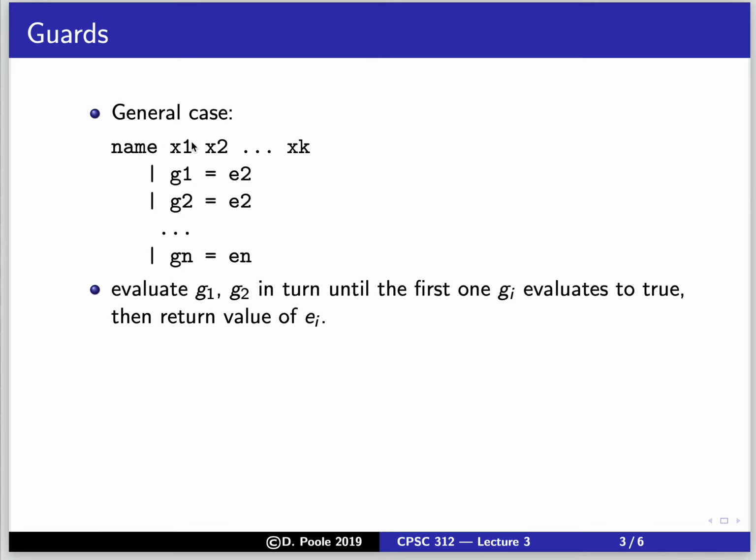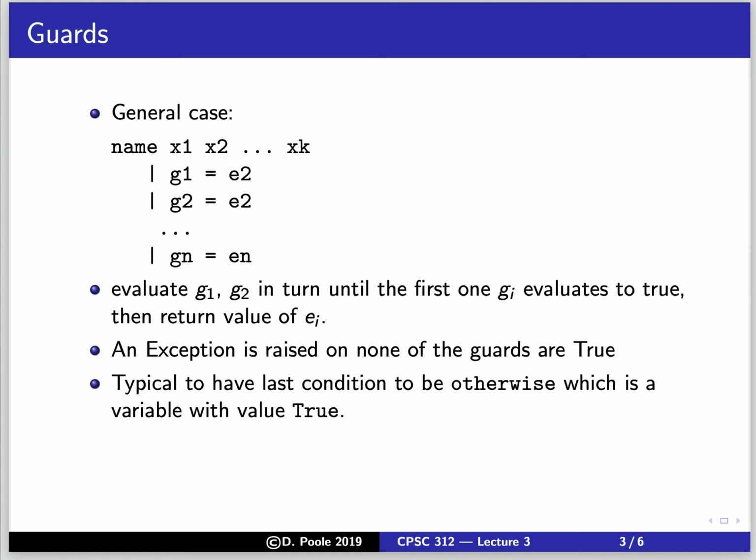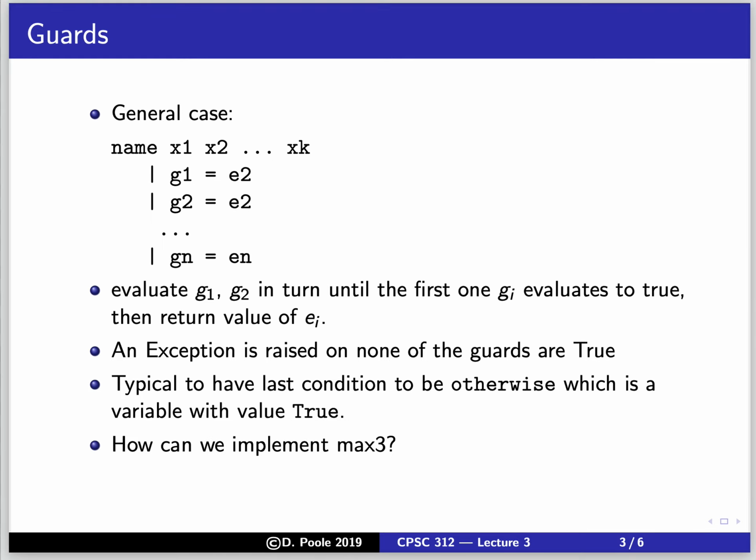So in the general case, we have the name, we have the formal arguments x1 to xk, and we have all these conditions, all these so-called guards, g1 to gn. It evaluates g1 and g2 in turn until the first one evaluates to true, let's call it gi, and then it returns the value of the corresponding expression. An exception is raised if none of the guards are true, so we really want to avoid that. It's typical to have the last condition be otherwise, which is just a variable with the value true. So that's a useful thing to do. Think about how we can implement max3, for example.